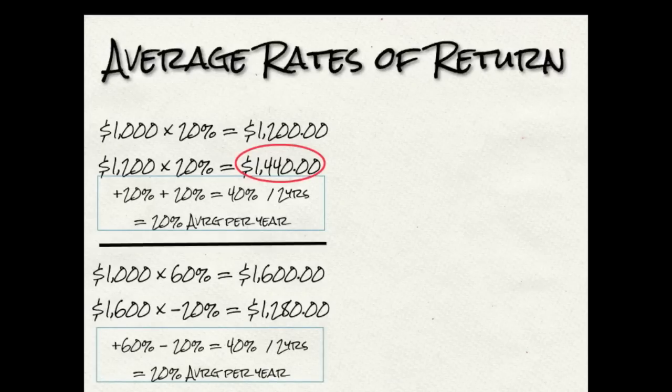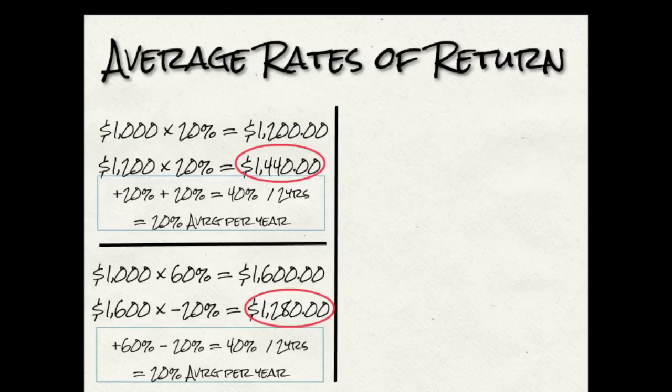Well, now what is that? That's plus 60 minus 20. That's 40% divided by 2 years. That's also a 20% average rate of return per year, but we didn't get the same answer. We got $1,280. Well, what other possibilities could there be here?